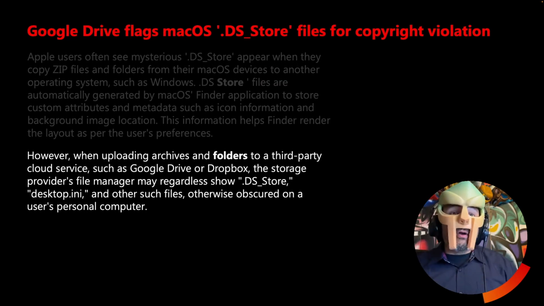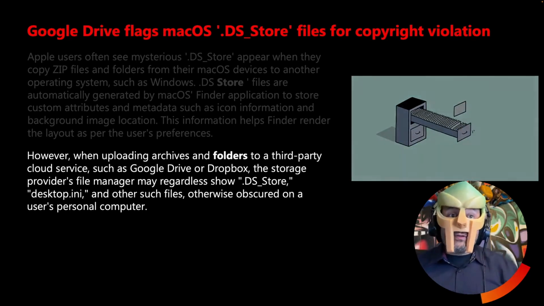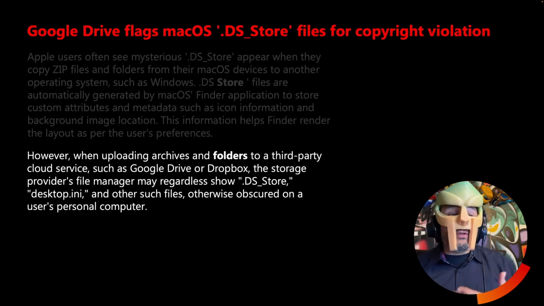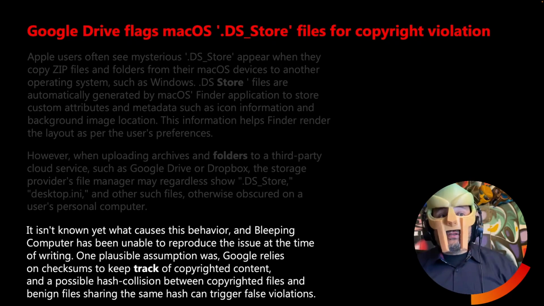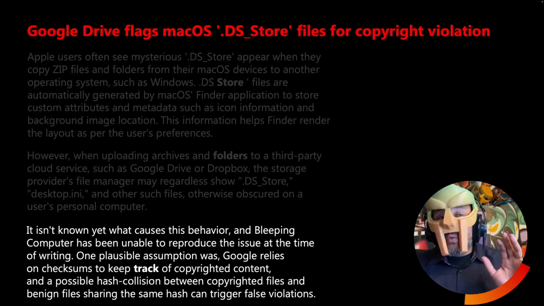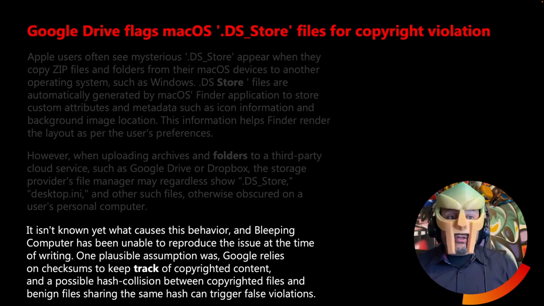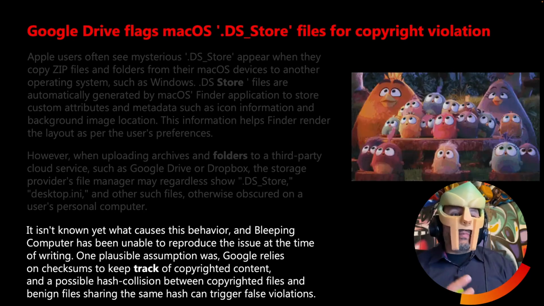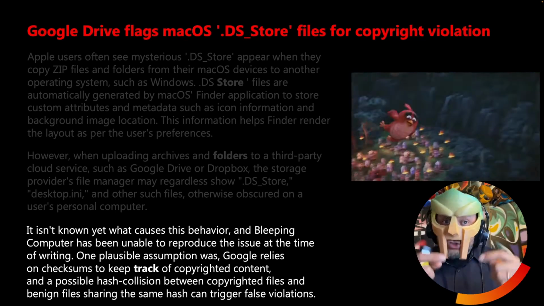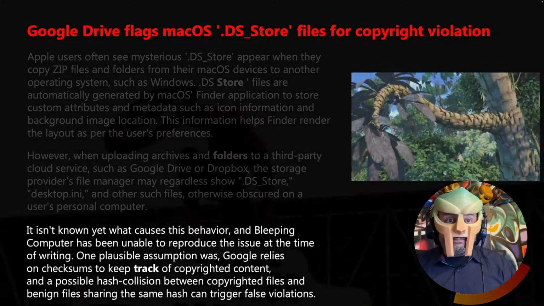However, when uploading archives and folders to a third-party cloud service, such as Google Drive or Dropbox, the storage provider's file manager may show the .DS_Store or desktop.ini file from Windows and other such files otherwise obscured on the user's personal computer. It isn't known yet what causes this behavior, and Bleeping Computer, who provided this story, has been unable to reproduce the issue at the time of writing. One plausible assumption was Google relies on checksums to keep track of copyrighted content, and a possible hash collision between copyrighted files and benign files sharing the same hash can trigger false violations.